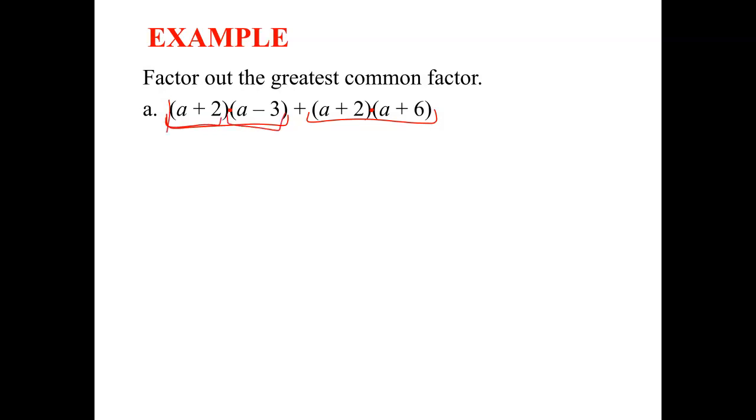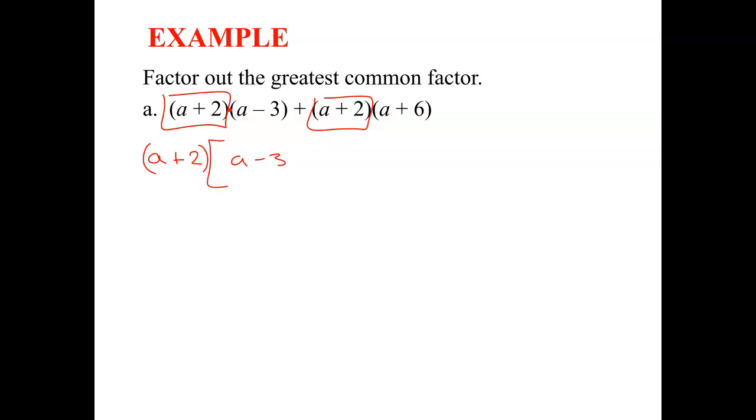Factor, factor to make a term. So this has 2 factors of a plus 2 and a minus 3. A factor and a factor multiplied to make a term. So they have a common factor of a plus 2, so I can factor out a plus 2. If I take away the a plus 2, what am I left with in the first term? A minus 3. That whole binomial is left.